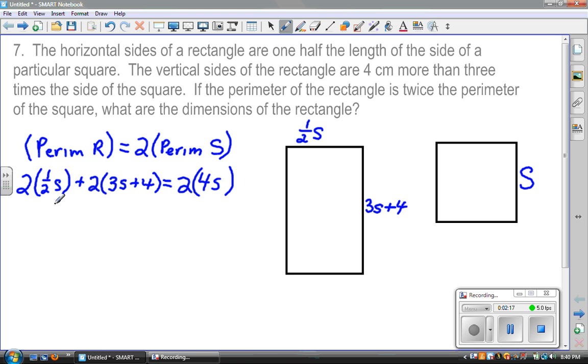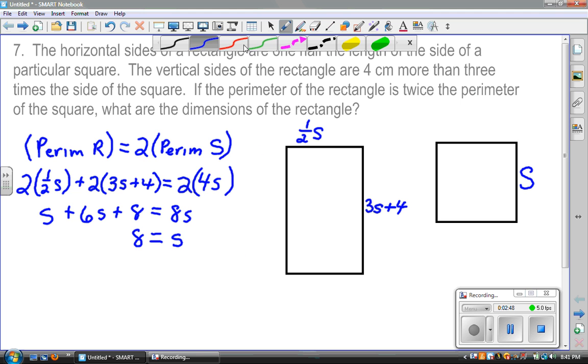In fact, the fraction drops out, so you end up with 2 times a half is 1s plus 6s plus 8, and that should be equal to 8s. Moving all the terms to one side, this would be 7s, and I can subtract 7s from both sides, leaving me with just 1s over here equals 8. Now, this is the length of the side of the square. We are asked for the dimensions of the rectangle.